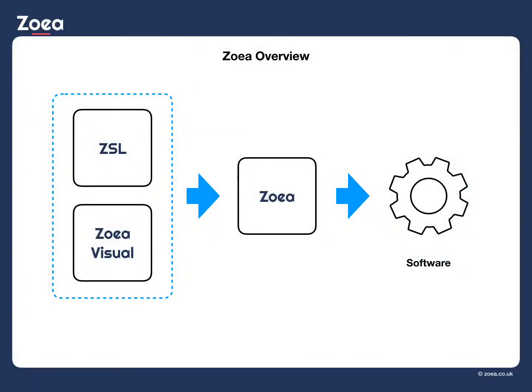Zoea users can specify programs as test cases using either a text-based or a visual notation. The text-based notation is called Zoea Specification Language, ZSL, or simply, Zoea. Zoea Visual is a graphical programming language that is built on top of Zoea. We will cover Zoea Visual in a later talk.